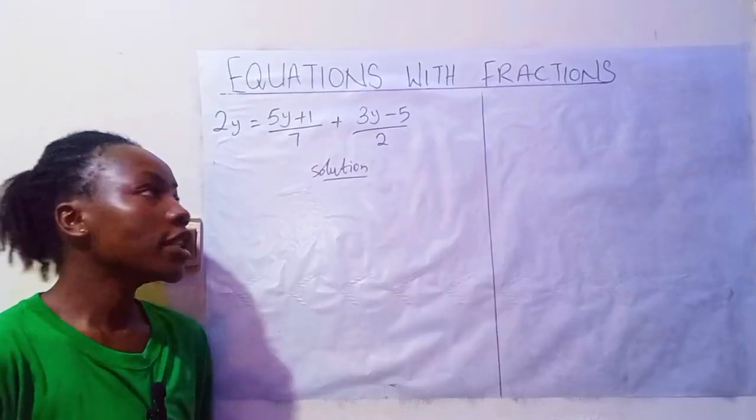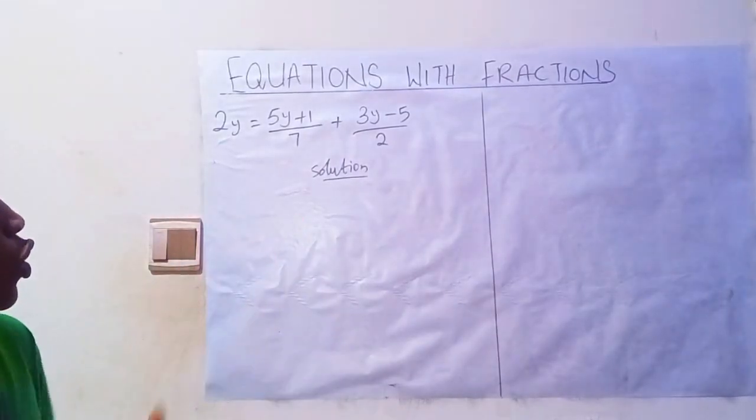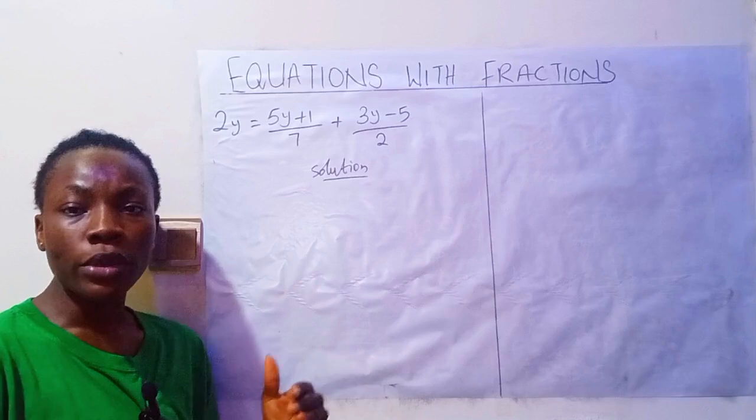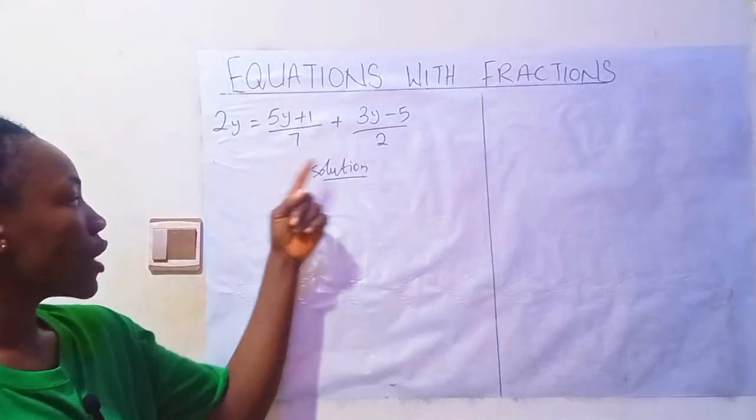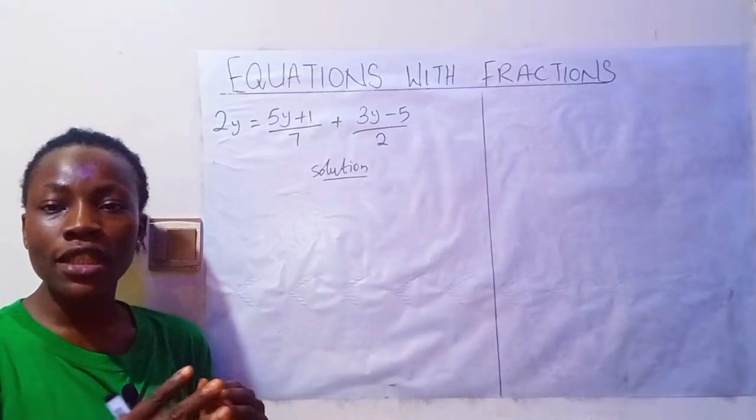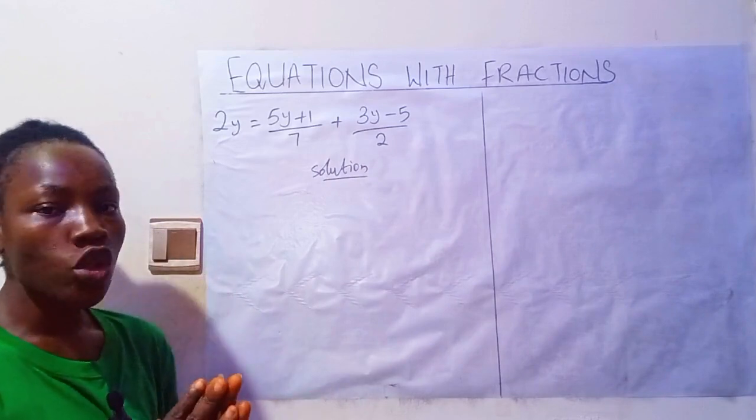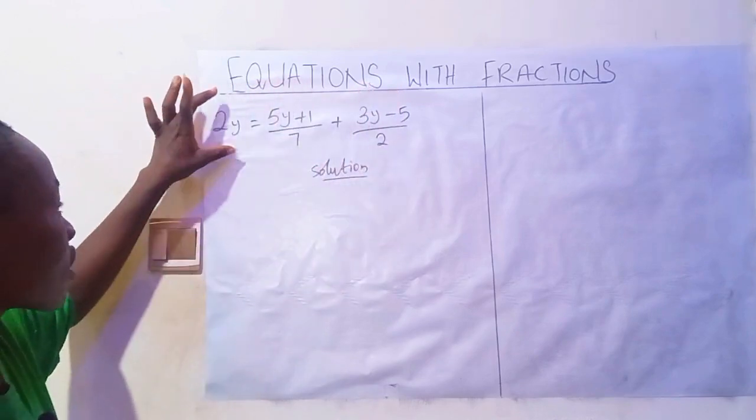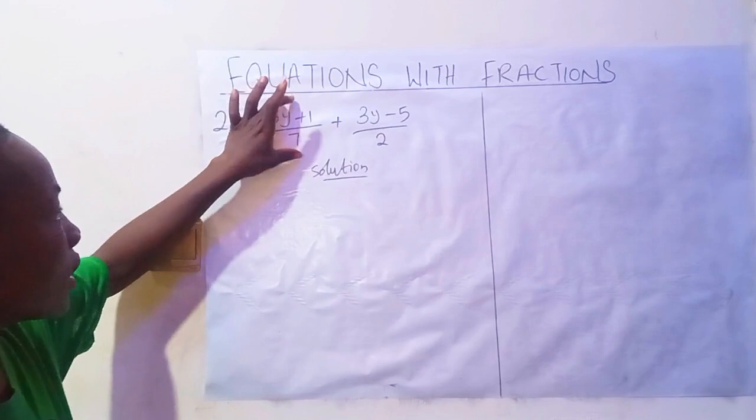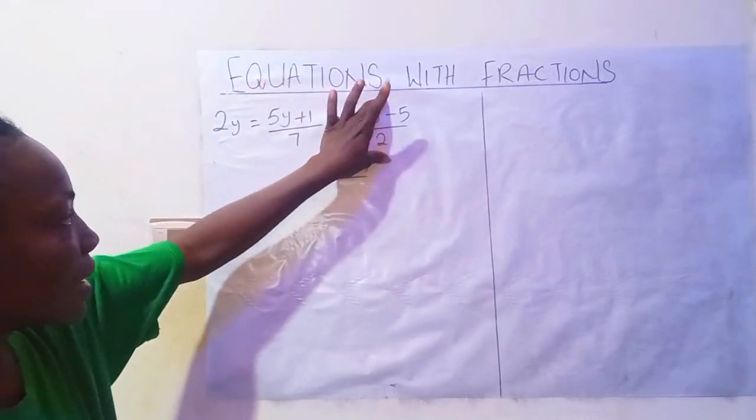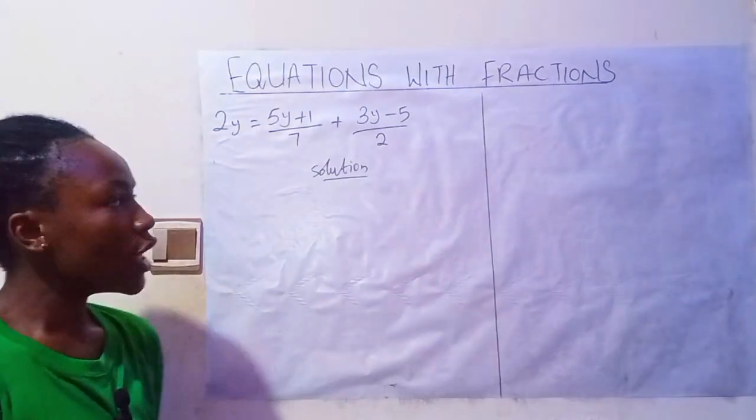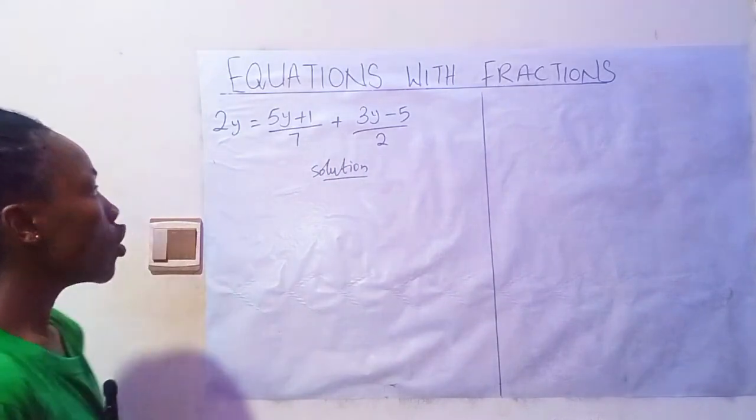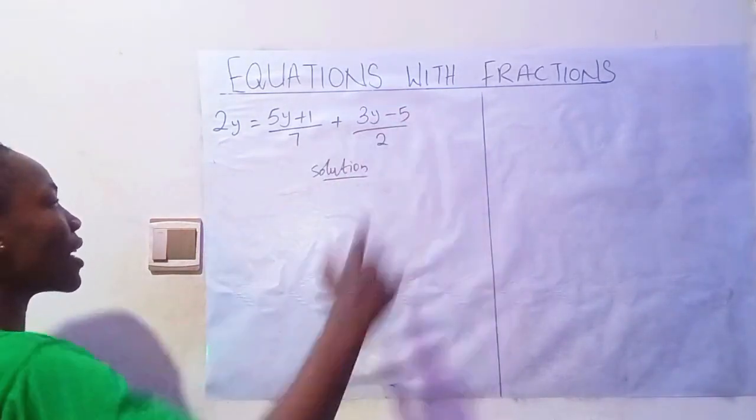Alright, in solving this, the first thing we are going to do is to look for the LCM of the denominators, that is 7 and 2. Once we have gotten the LCM, we are going to use it to multiply each of these. That is, we will multiply this by the LCM, this by the LCM, and this by the LCM. So the LCM of 7 and 2 is 14. So we are going to use 14 to multiply everything.